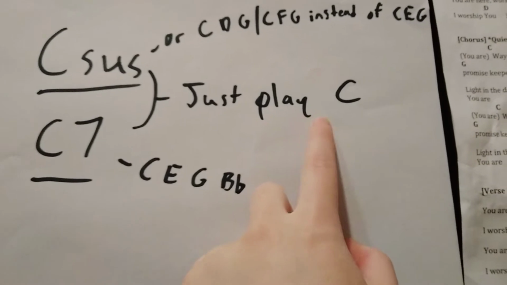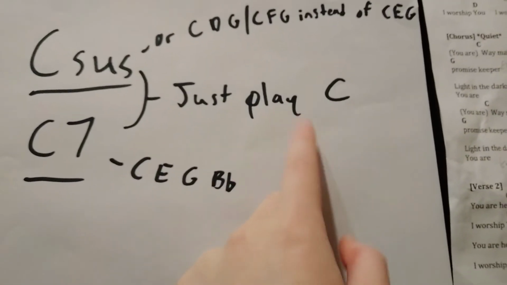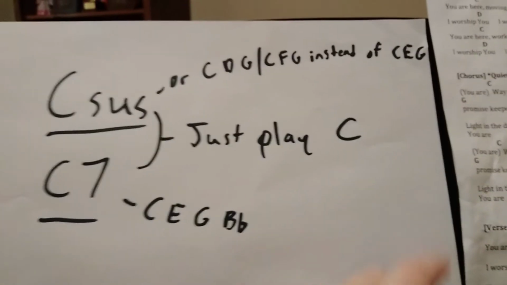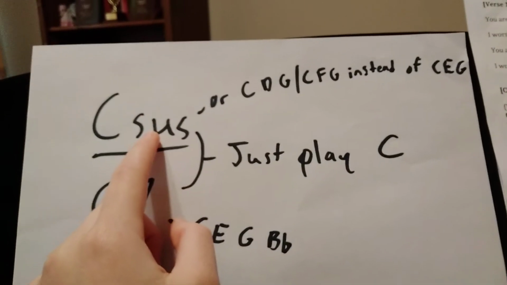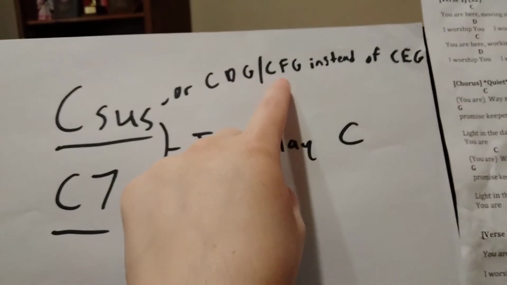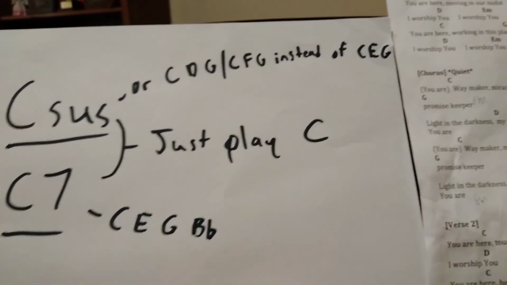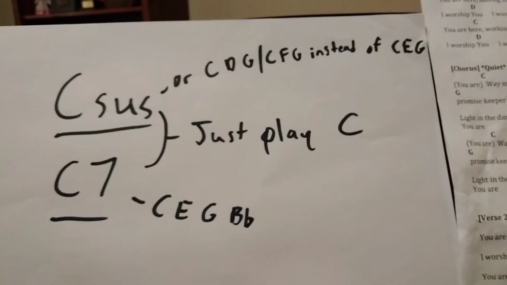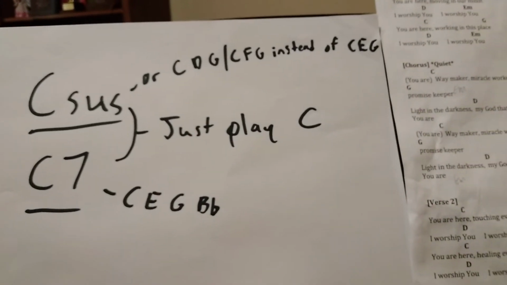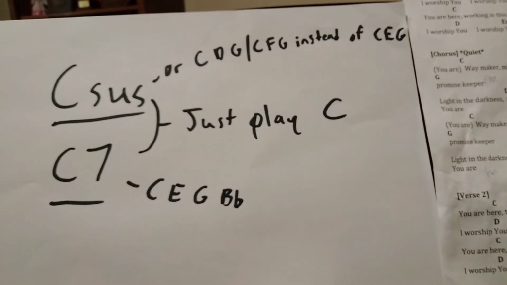This is usually what I would do when playing piano on the worship team. I would just play C. Depending on the song, if it says C sus, I might play C sus. So C D G, C F G instead of C E G. It really depends on the song that you're playing, and you also have to make sure it doesn't clash with the other instruments.